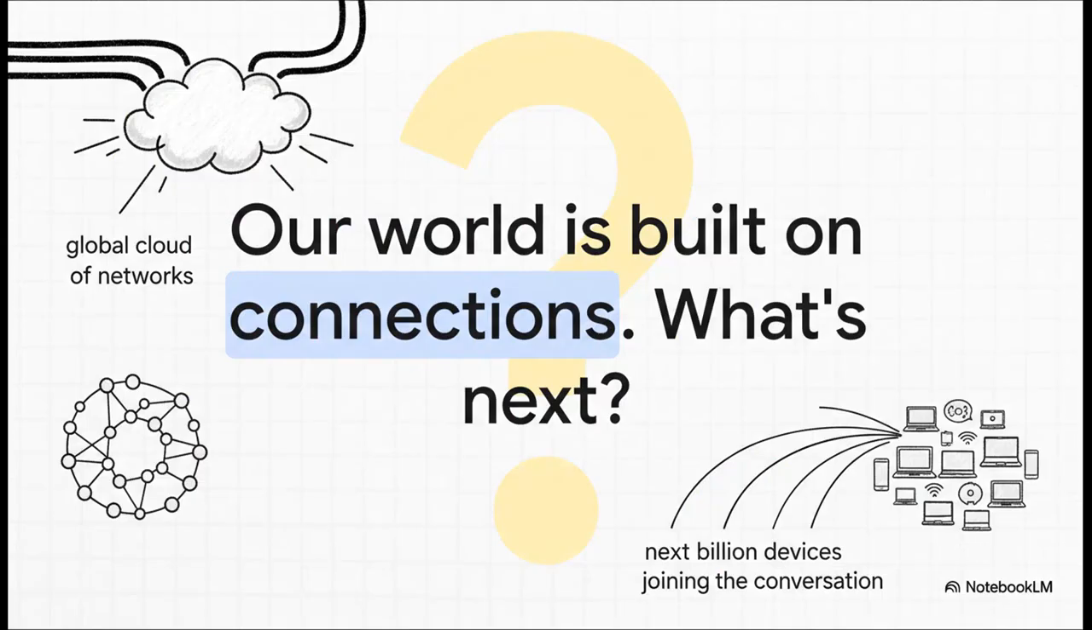So there you have it, from the cables in your wall to your local network, all the way out to the global cloud. This amazing, intricate web of connections is what holds our digital lives together. And as we start connecting everything from our cars to our coffee makers to this network, you have to wonder, what's going to happen when the next billion devices, or maybe the next trillion, all try to join the conversation?